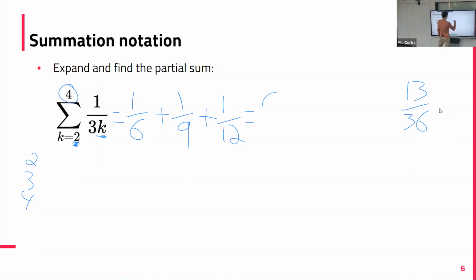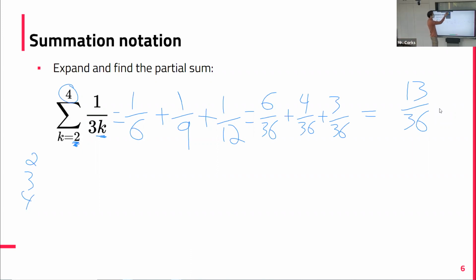Adding fractions, convert these. Lowest common multiple is 36, so 6/36 plus 4/36 plus 3/36 is that. So we just added this manually. We just figured out each term and just added them together.